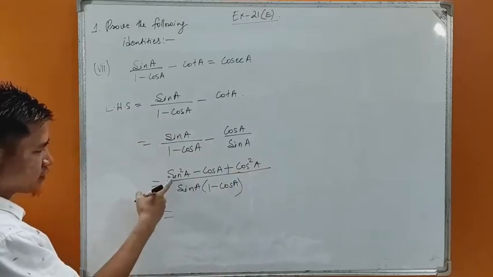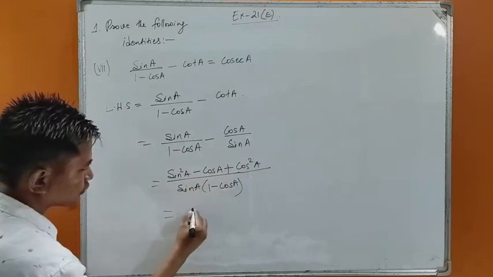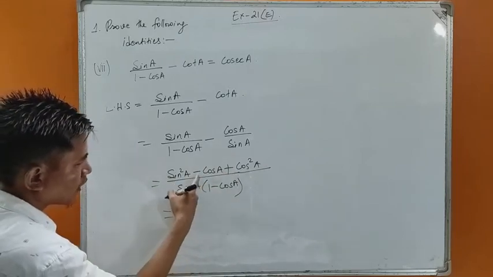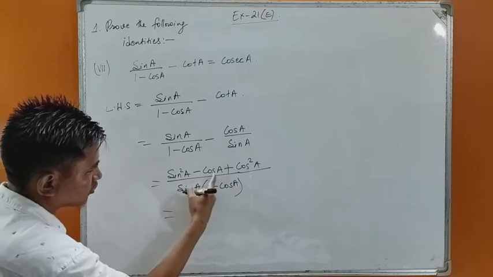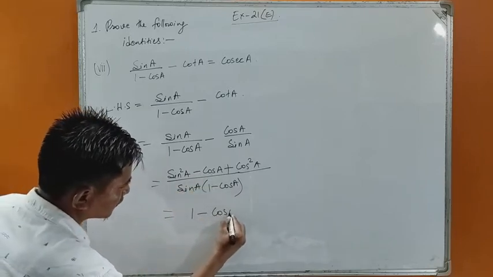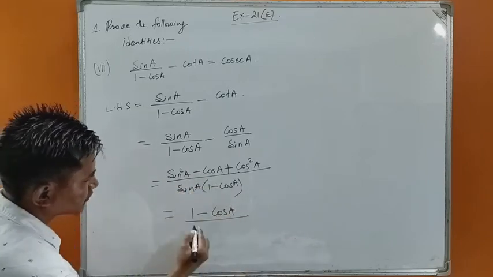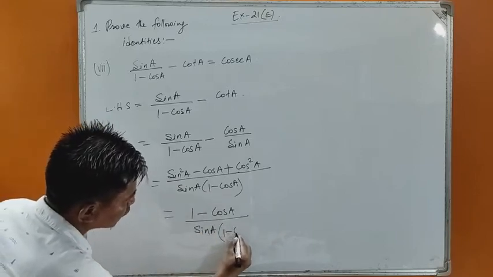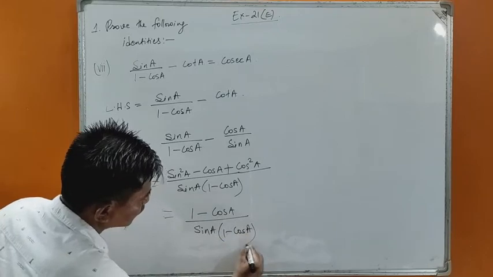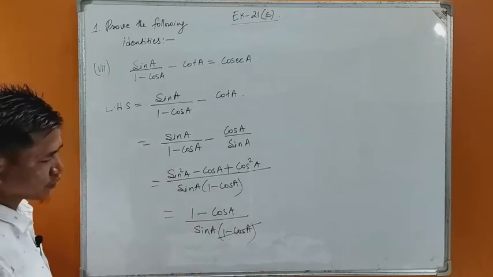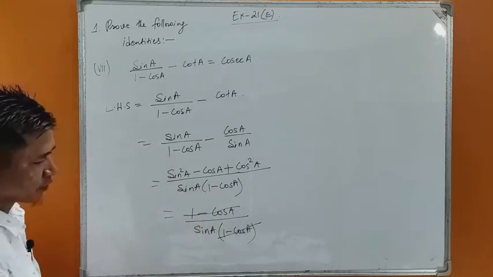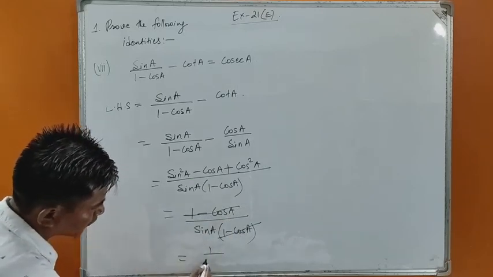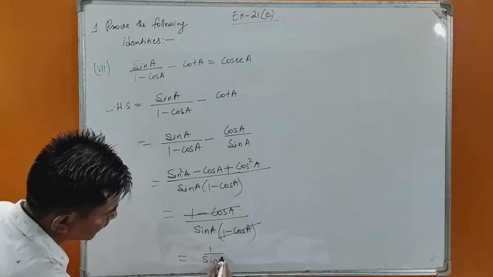So this sin square a plus cos square a is 1, isn't it? Sin square a plus cos square a means 1. 1 minus cos a, this minus cos a comes here, cos a. In the denominator we have sin a into 1 minus cos a. So 1 minus cos a from the denominator and 1 minus cos a from the numerator can be cancelled. So in the numerator we have 1, and in the denominator we have sin a, isn't it?